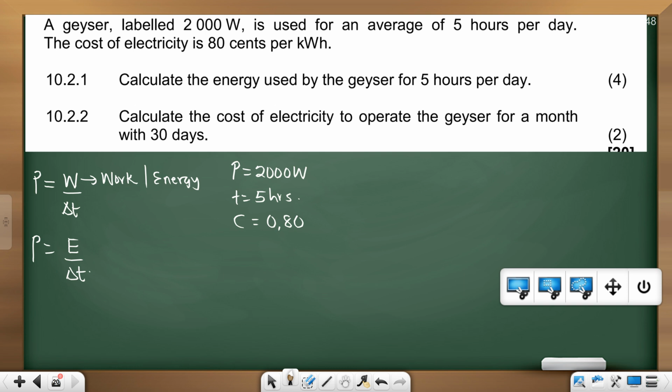Energy is something as work. So I could say P equals to W, or I could use E over delta T. I want to see if you guys got this right. What is the power? So E, energy or work, is power times what? Time. What's our power? 2000. Remember, I am not looking for the unit, I'm just looking for energy. What about time?